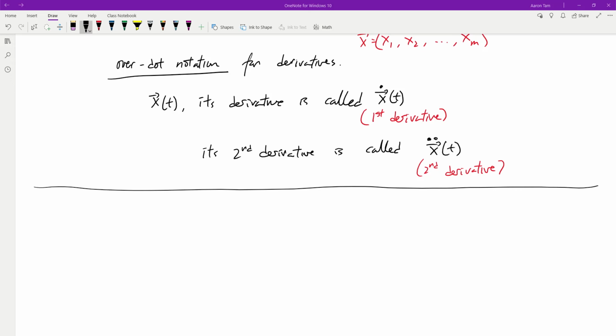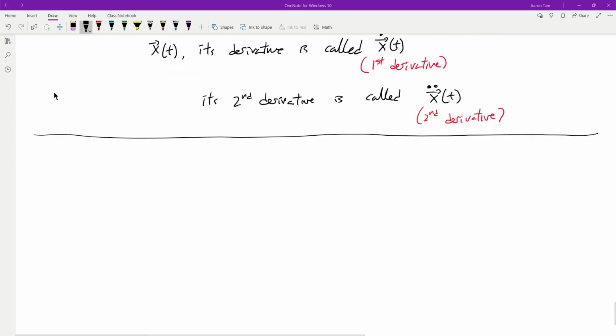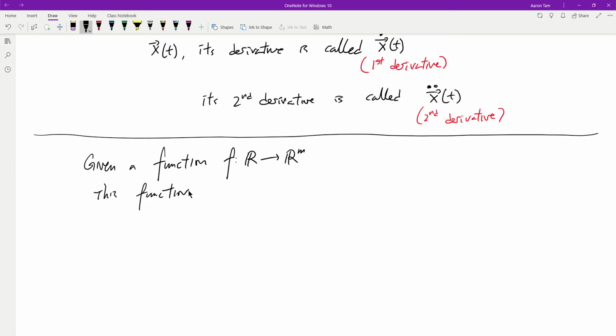Hi everyone. So today we're going to continue our discussion on functions of a single variable. First thing is just a quick reminder. Remember that whenever we're given a function f that maps from R to Rm, this function represents a curve, or sometimes referred to as a path, in Rm. And the reason it does that is because we actually use it as a parametric.